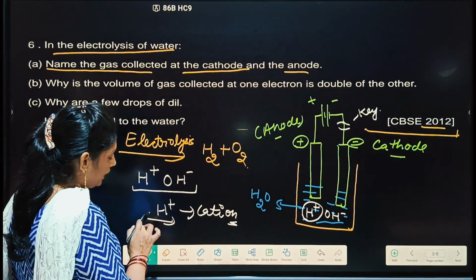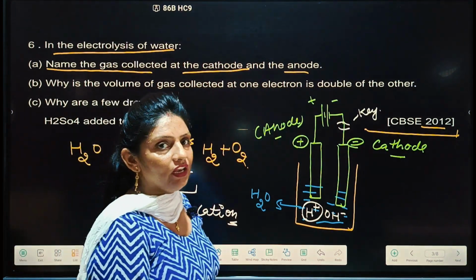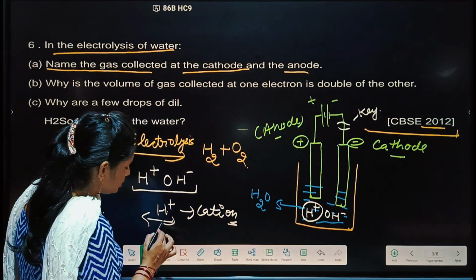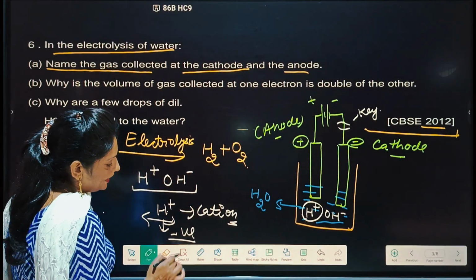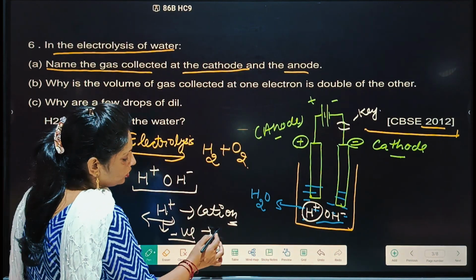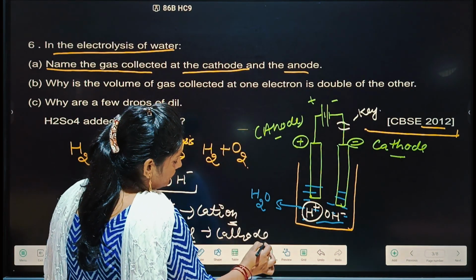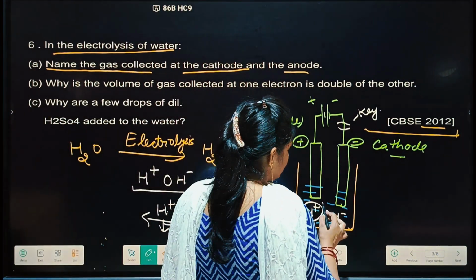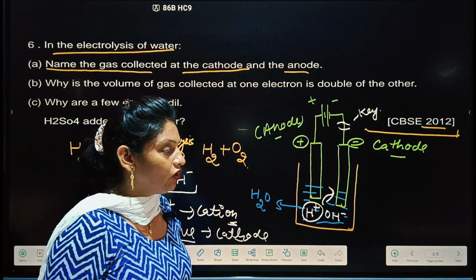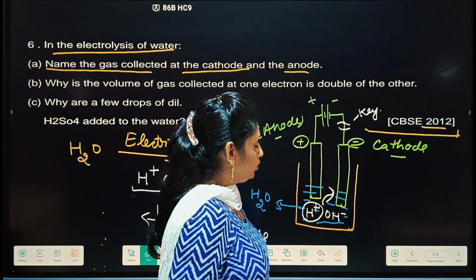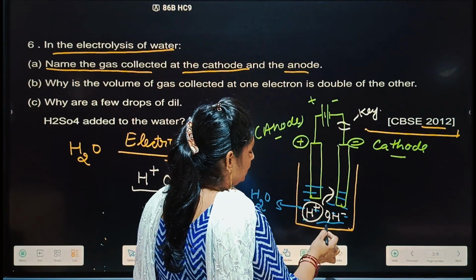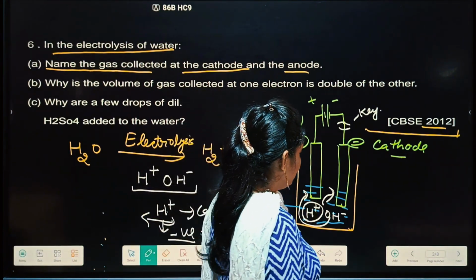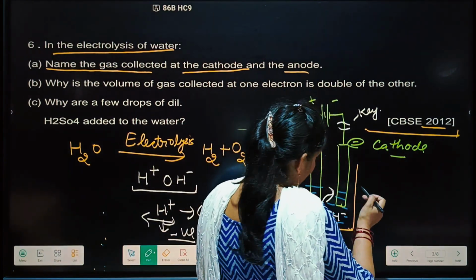So students, cations are positively charged and you know very well opposite charges attract each other. So these positively charged ions will go to the negative electrode. Hence we can say, students, the cathode is the negatively charged metal rod. So what will happen here? H positive will go to the cathode and these OH negative ions will go to the anode.